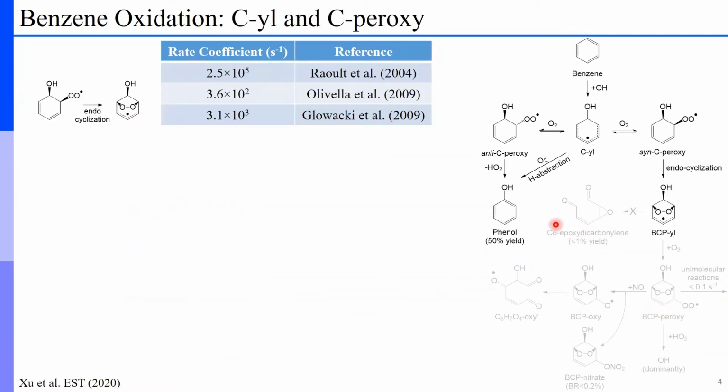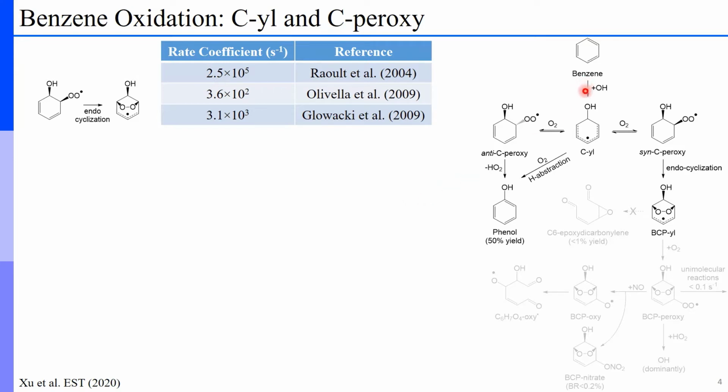Next, I will take you on a quick tour of 4 key radicals in benzene oxidation. Many reactions in the system are reversible, site-specific, and stereo-specific. So I will omit some details and present a simplified version of the mechanism.